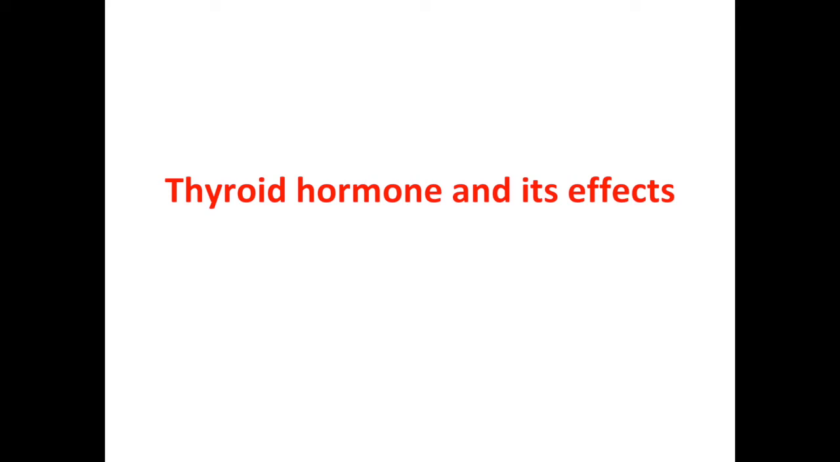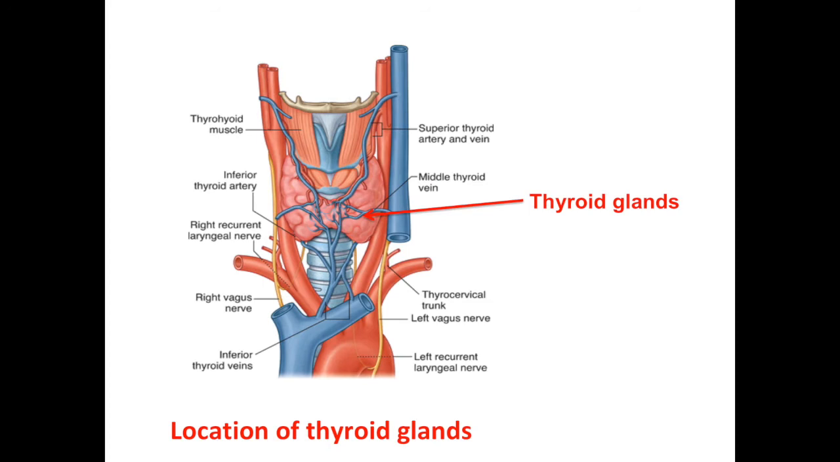This lecture will discuss thyroid hormone and its effects. So the thyroid gland is situated in the neck and it has two lobes that straddle the trachea. It's mainly comprised of thyroid follicular cells, but there is a second population of cells in here, the parathyroid cells, that are involved in calcium homeostasis.